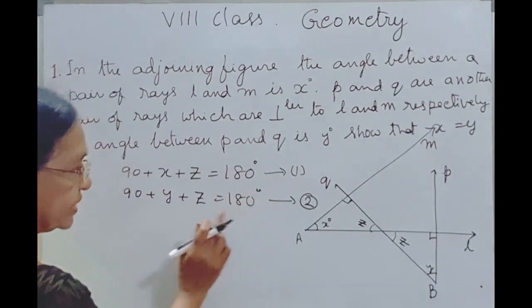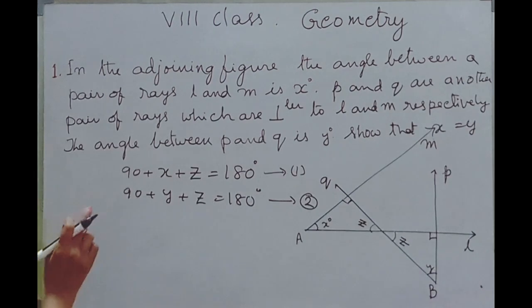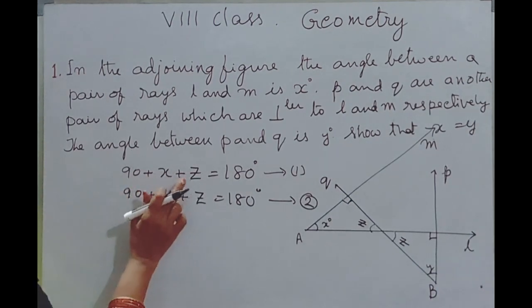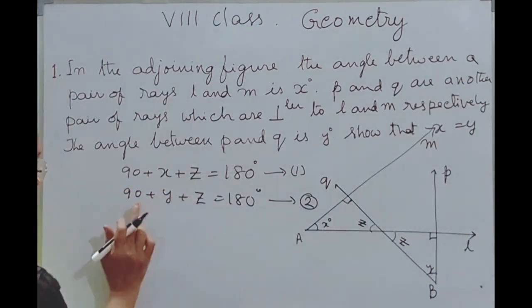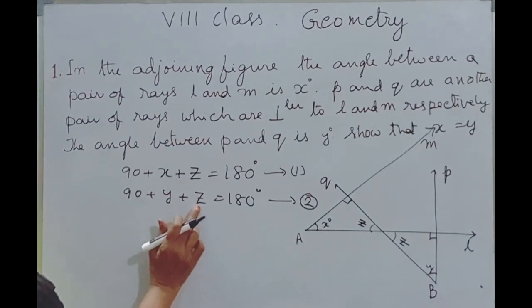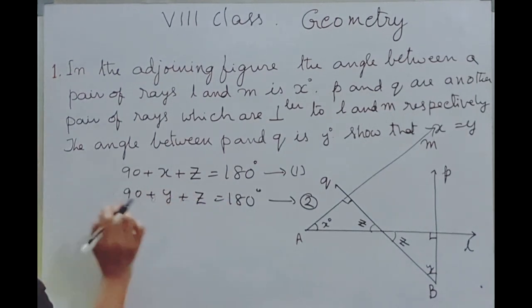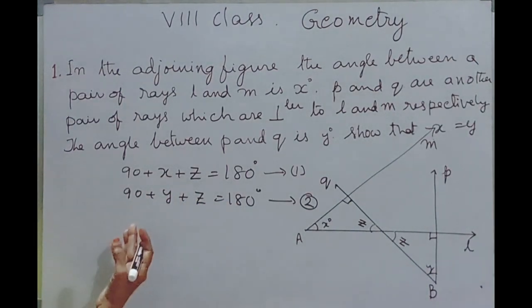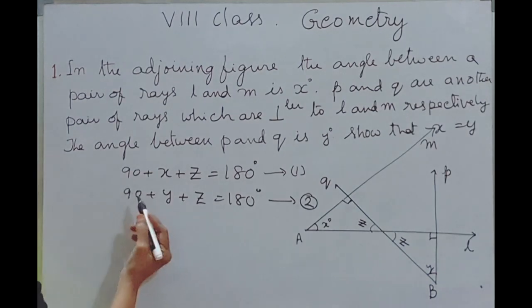So from equations 1 and 2, it is 90 plus x plus z is equal to 180. Here 90 plus y plus z is equal to 180. Therefore x is equal to y. It is obvious. చూస్తూనే తెలుస్తుంది.